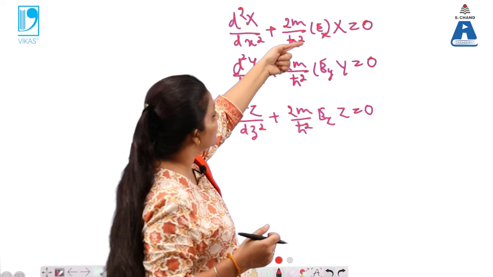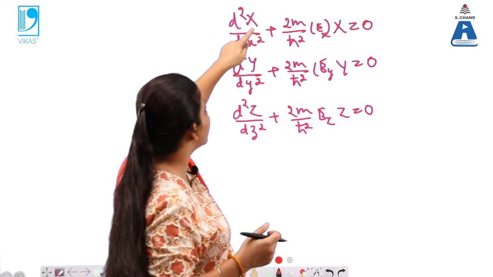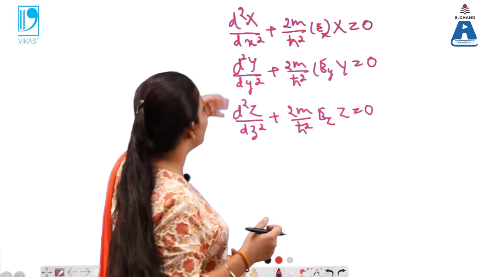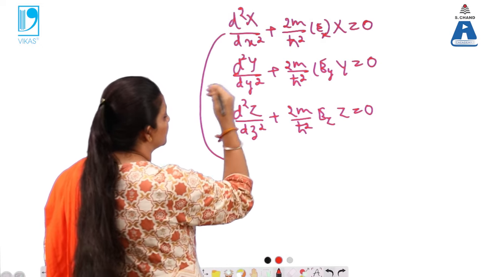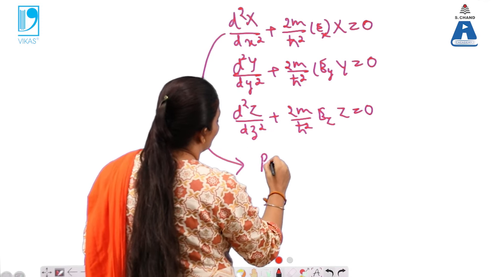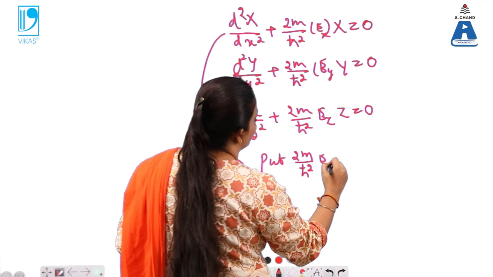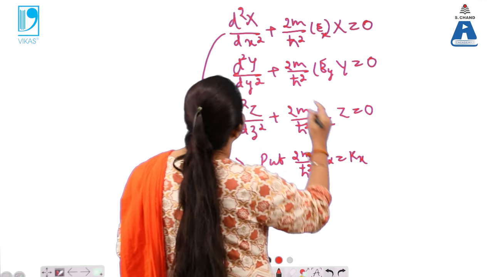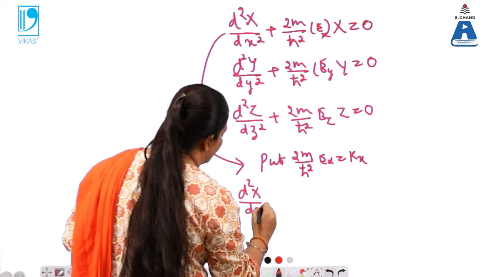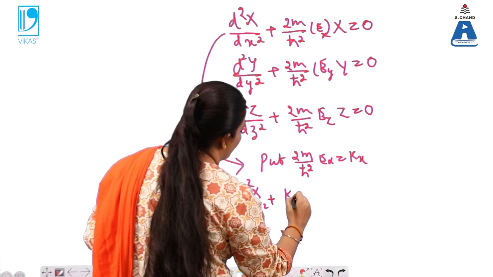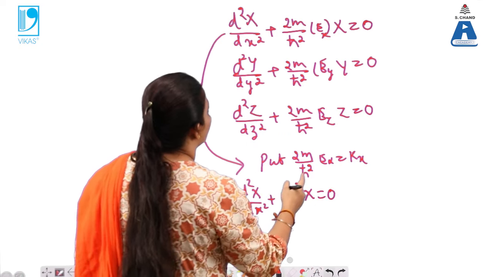Now we have to calculate the energy eigenvalues, that is Ex, Ey and Ez, and the energy eigenfunctions, that is X, Y and Z. In the similar way as we solve for the particle trapped in the 1D box, the solution can be calculated like this. Here you can put 2m by h cross square into Ex, that is equal to kx. Now substituting this, we will get over here the solution of this equation, which comes like this.